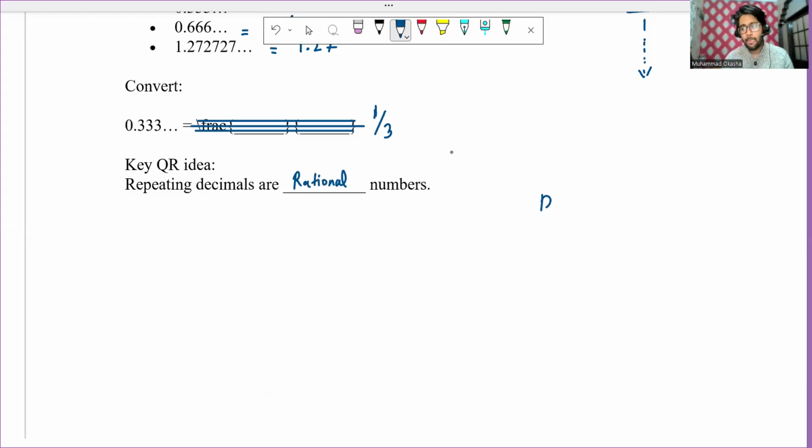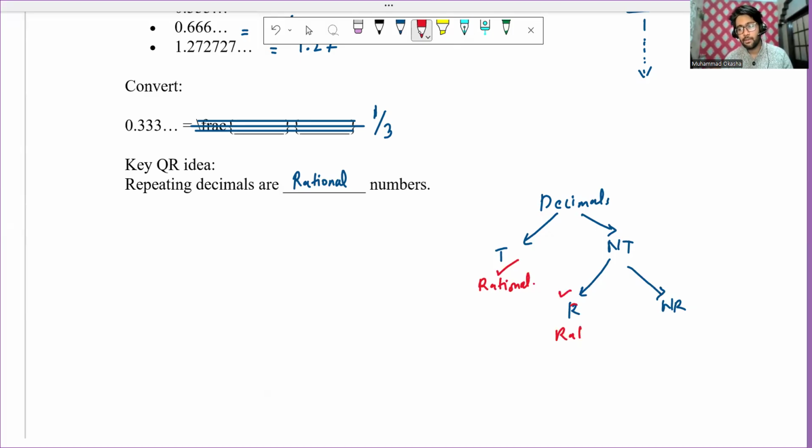Okay, so one more time. Decimals, terminating and non-terminating. Non-terminating has recurring and non-recurring. If you have a decimal that's terminating, good, that's rational. If you have a non-terminating decimal that's recurring, good, that's rational. But if you have a non-terminating decimal that's also non-recurring, then it's irrational. I hope it makes sense.